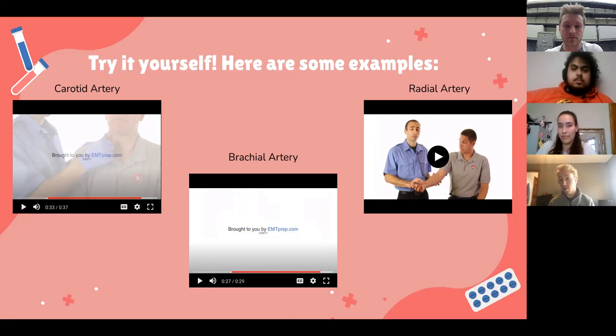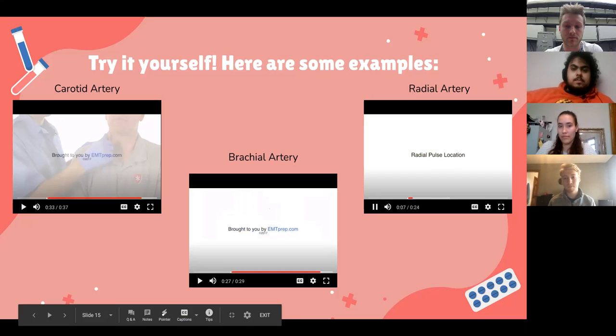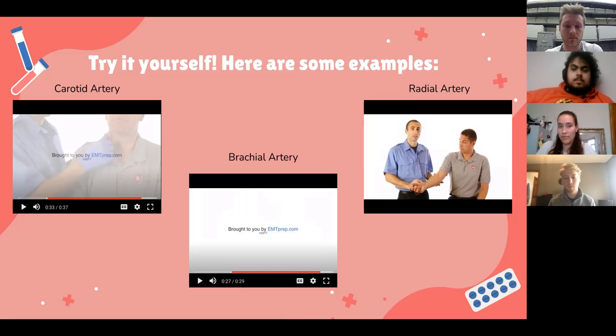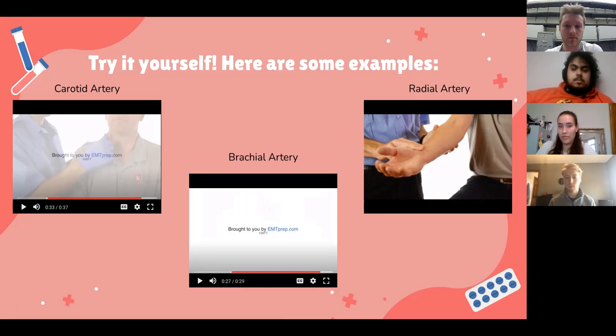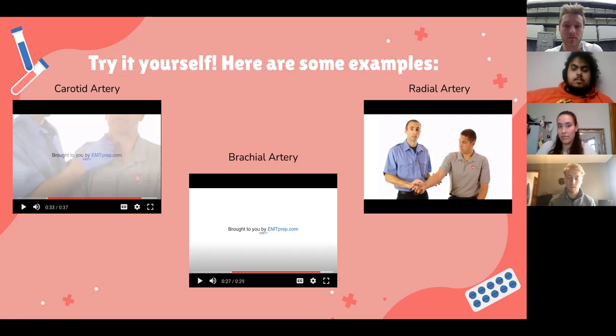And finally, the radial artery. To find the radial pulse, place your fingers over the radius until you feel the groove that's created, using two fingers and not your thumb. Press down until you feel the thump that's created by partially occluding the artery. This is the radial pulse, and it's used to measure the heart rate.